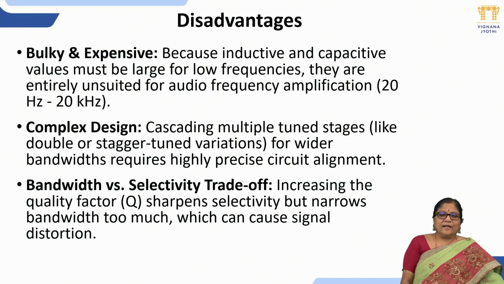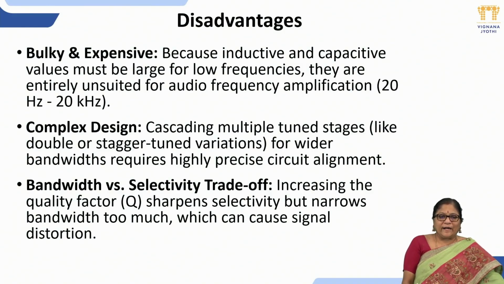Because cascading multiple stages like double or stagger tuned variations provides wider bandwidths, they require highly precise circuit alignment, otherwise it will not give us the advantages we require. So the complex design is a disadvantage of tuned amplifiers. There is also a trade-off between bandwidth and selectivity.